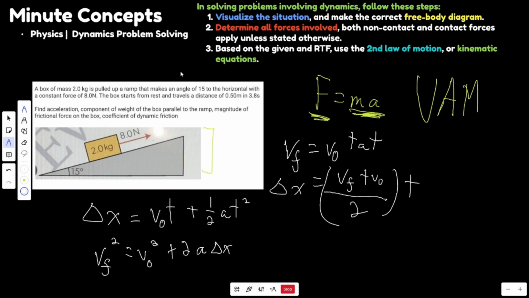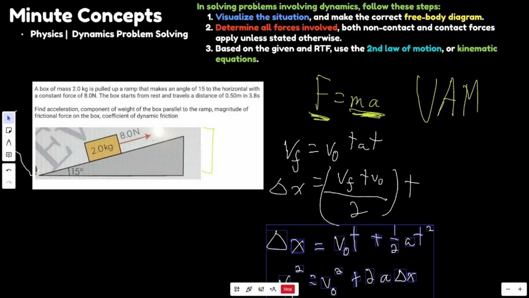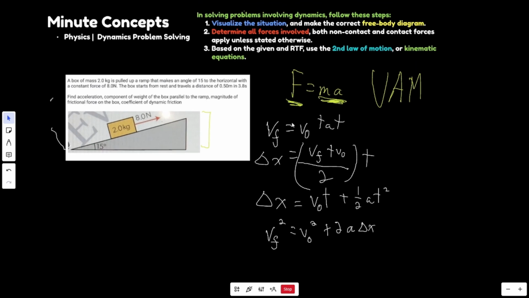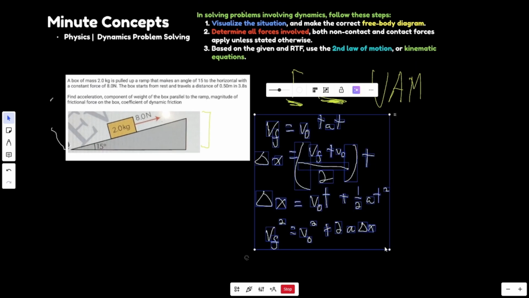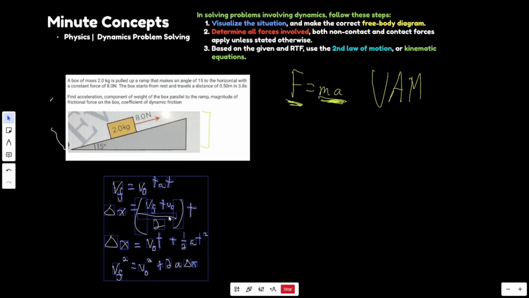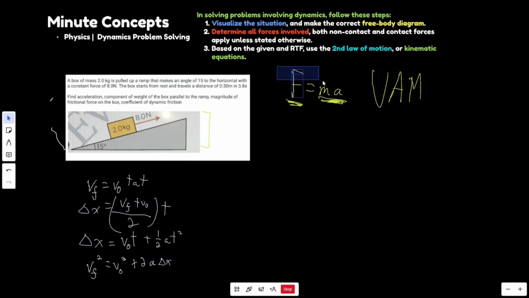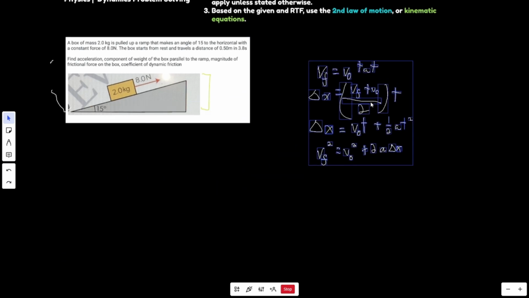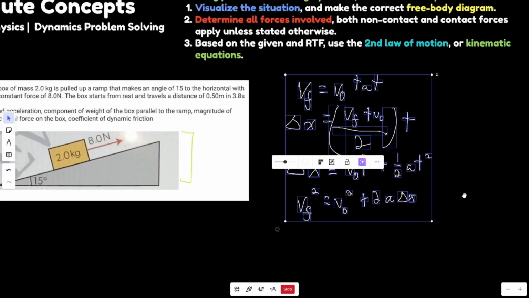Now, our given is only the distance. Wait, let's put these all together. Okay, let's put this here. Now we have to move the screen. Let's put these guys right... No, let's just remove this one already. Oops. Okay, so we'll put this up here so that it's easier for everyone to see.